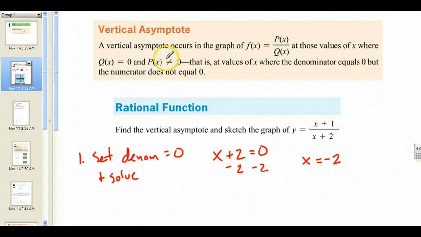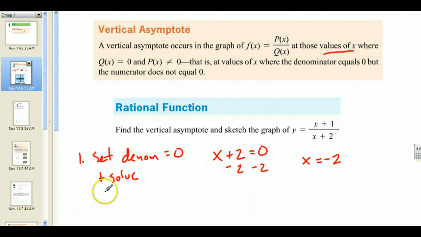Now, if it makes the numerator equal to 0 too, it's not an asymptote. So if I took that negative 2 and I plugged it in up top, I get negative 2 plus 1. Well, negative 2 plus 1 is negative 1. That's not 0, so that means that value of x is a vertical asymptote.